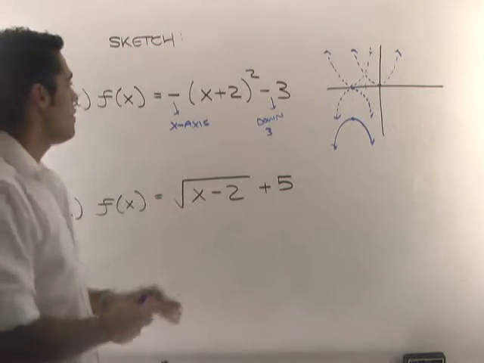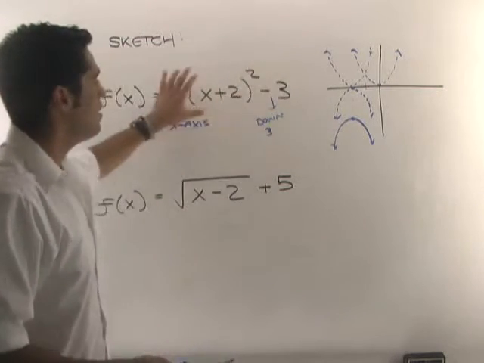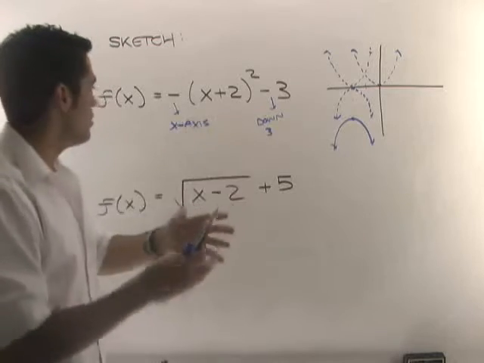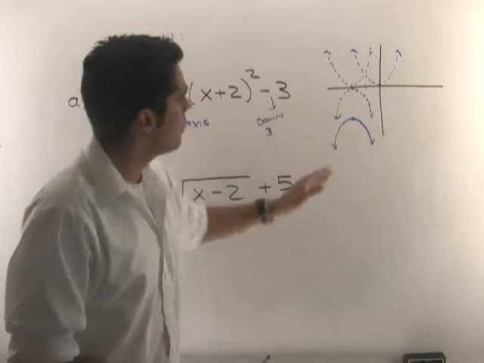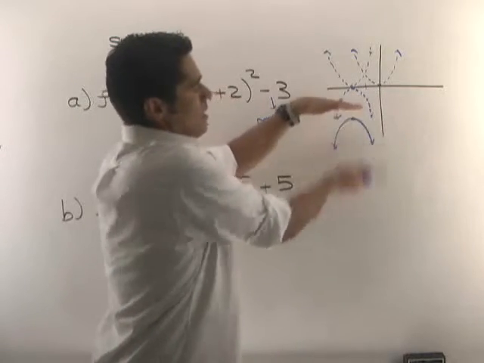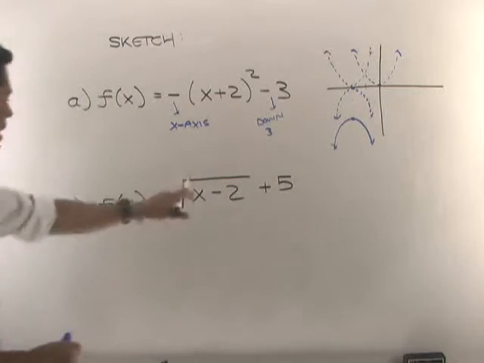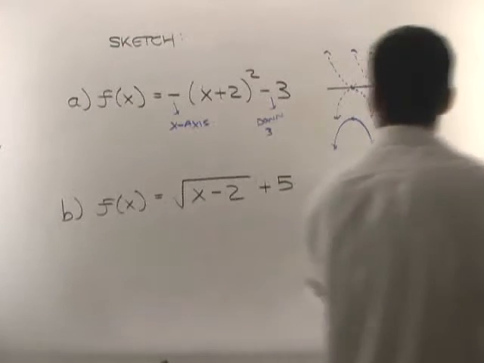And you can see how useful that is because it looks pretty nasty, but if we know about translations and reflections, we can get a real quick picture of what it looks like, and then from looking at this we can figure out what the domain is and even the range. All right, this one right here, let's try this.